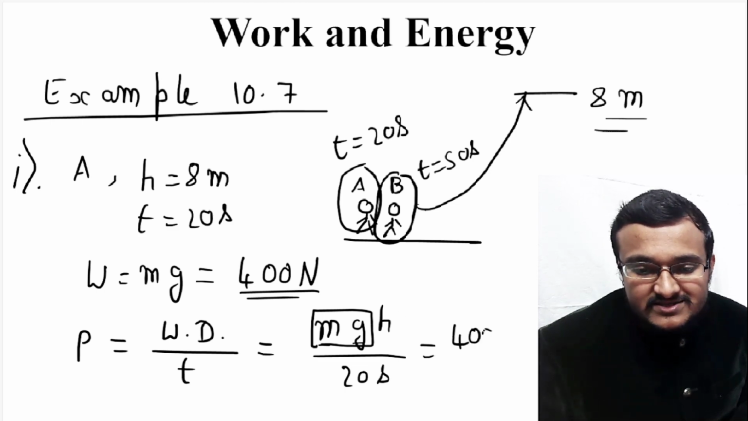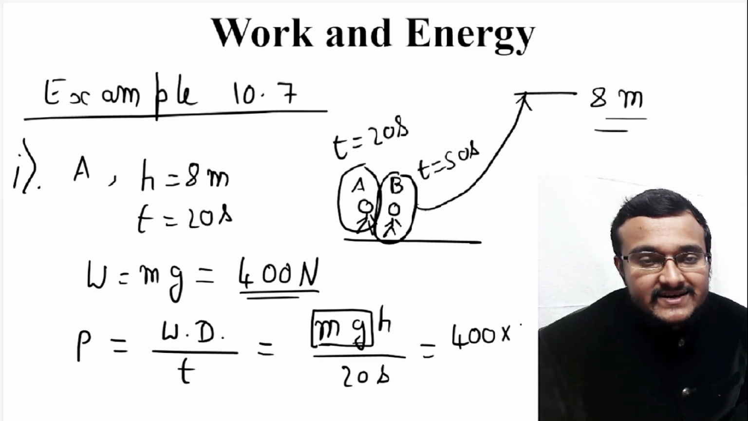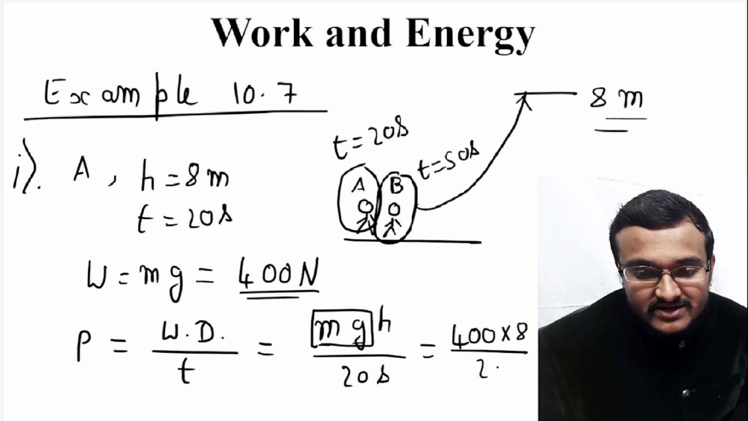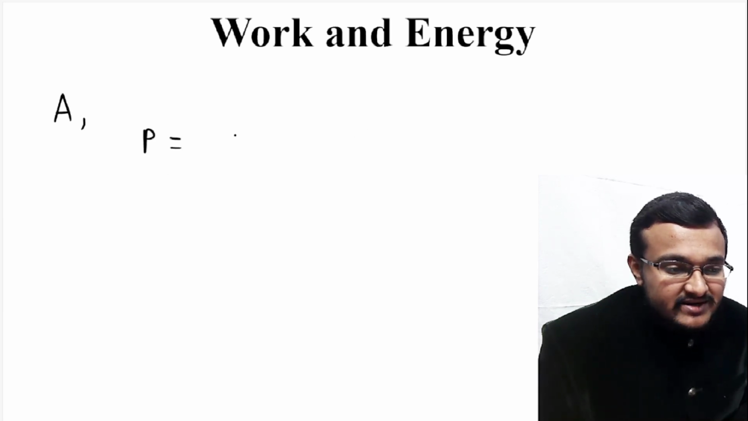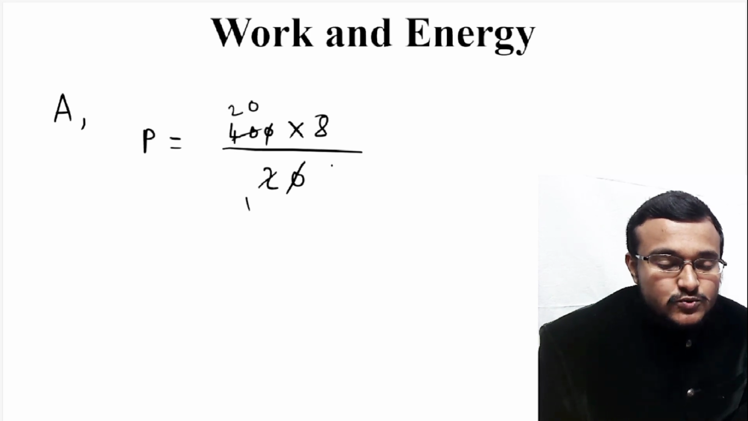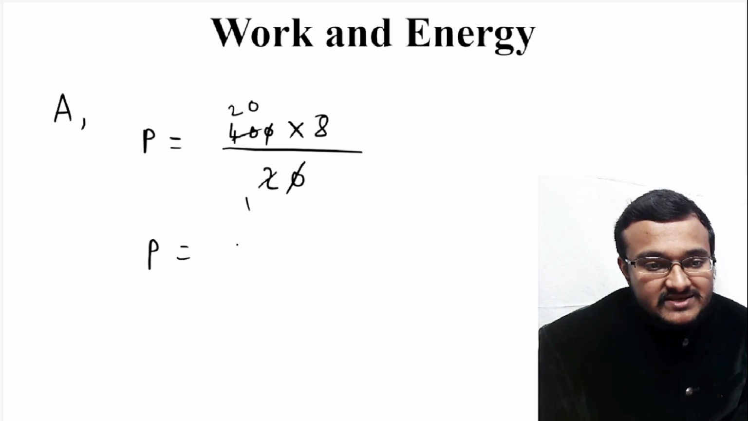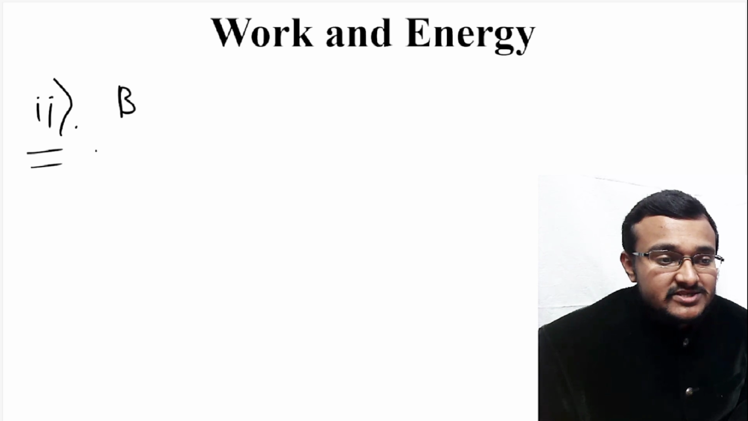400 is in SI units, so I am just writing the value 400 into height 8 meters, so 400 into 8 divided by 20. So for girl A, power expended is equal to 400 into 8 divided by 20. Here the zeros cancel each other, 2 ones are 2, 2 twos are 4, so 20 remains. So 20 into 8, P is equal to 160 watt.